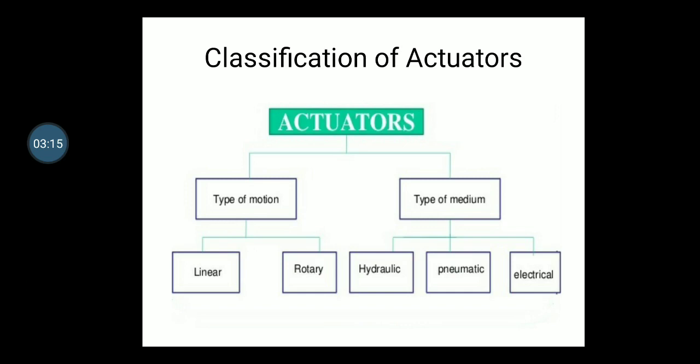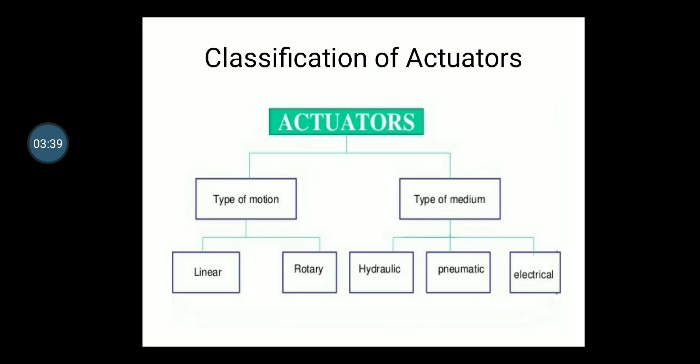Now let us see next, classification of actuators. Basically classification is based on the type of motion, that is, what type of motion you want from the actuator. There will be two types. One is linear, that is in a straight line, and the second one is rotary, that is on the rotating side.